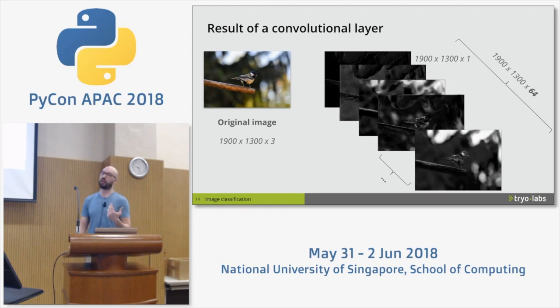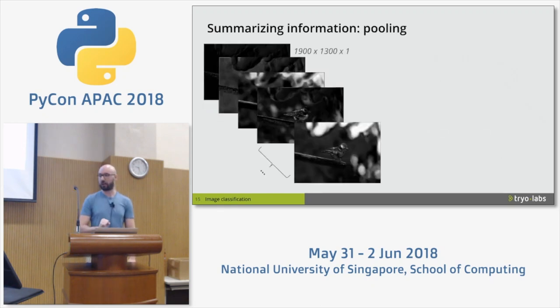So what I need is a way to summarize the information that is present on these activation maps, so I can have something smaller that summarizes the interesting things about the image that I want to know. This is called pooling. First, we had convolutions.